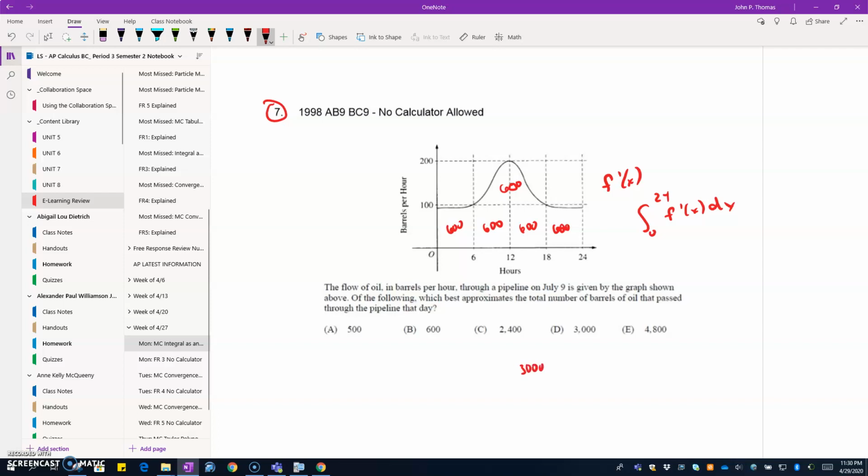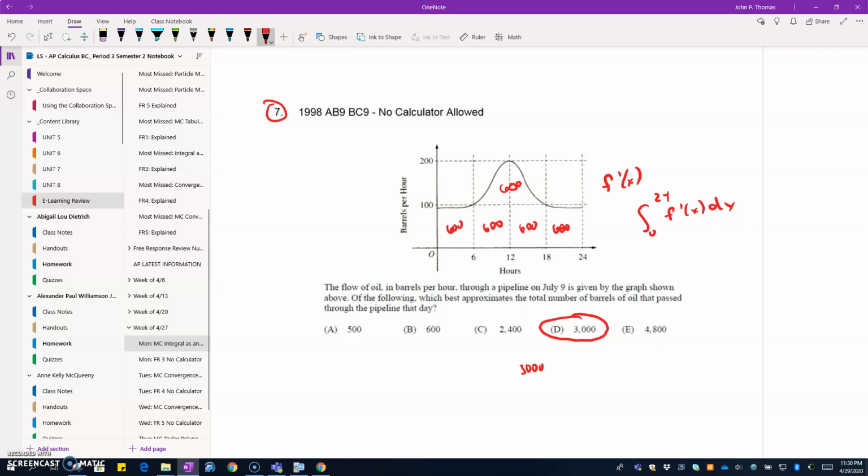When I look at my choices down here, there's really only one that's sufficiently close to that, and that's going to be D. If it was me, I would choose D on this one. C is probably the next closest, but to get all the way down to 2,400, I'd have to lose a fairly big chunk of this. I'd have to lose more than 100 from really 6 squares out of this, which I just don't see happening looking at an estimate.